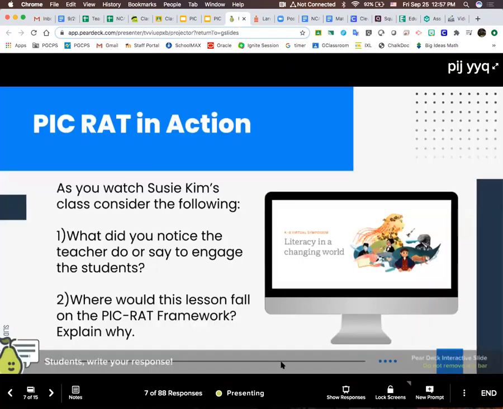And now on Pair Deck, I have two questions for you to respond to. First one's, what did you notice the teacher do or say to engage with the students? And the next one is, where would the lesson fall in the PIC RAT framework and why? Thank you, Ms. Holmes. So if you could put that in the Pair Deck, and I probably can just call on you to be one of the people who responds.